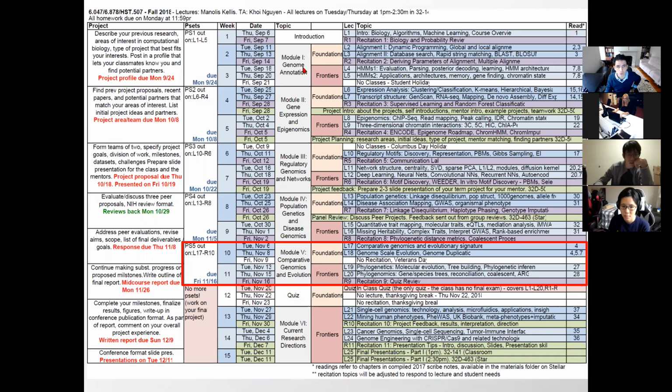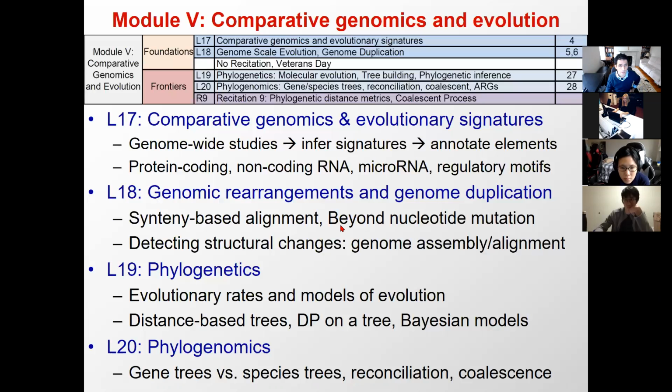So we've talked a lot about genome annotation, about gene expression and epigenomics, about networks and regulatory genomics, and about disease genetics and disease genomics, which was all about variation within the human lineage. Today, we're going to be talking about variation across species. Specifically, we're going to be looking at how we can use genome-wide studies to infer signatures of evolution and then use these signatures to annotate elements. We're going to apply these signatures to annotate protein coding, non-coding, and microRNA genes, and also regulatory motifs.